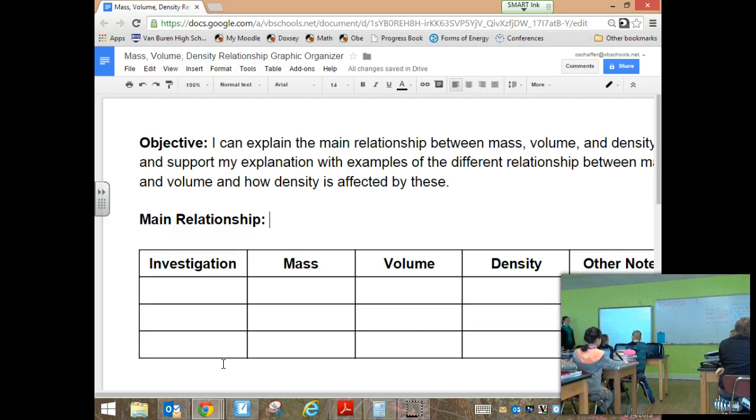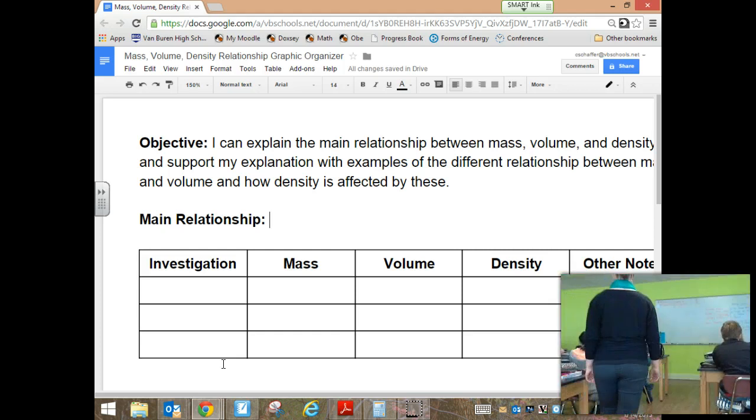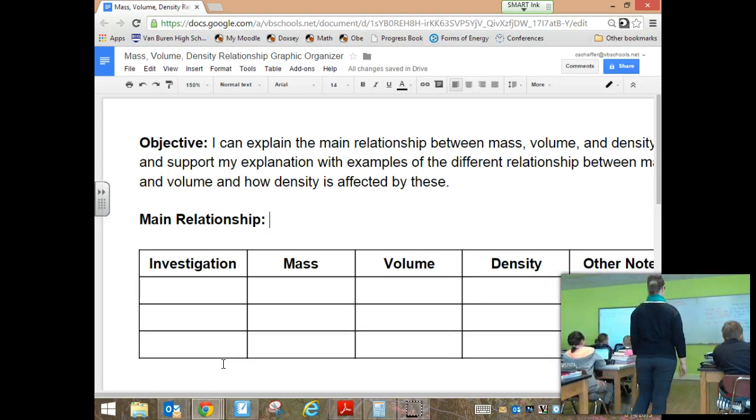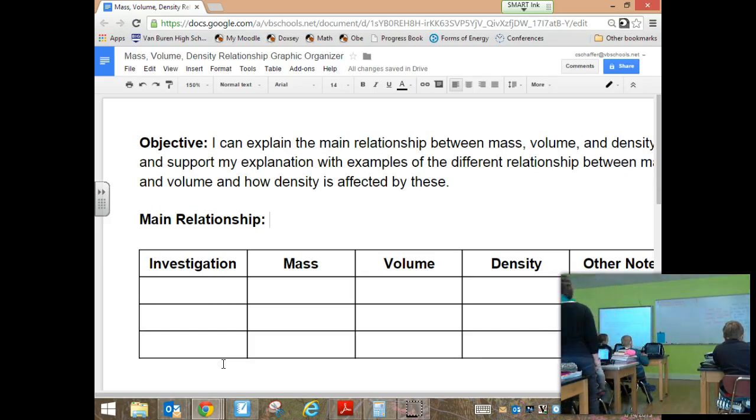So what I want you to have pulled up, if you don't have it pulled up yet already, it says mass, volume, density, relationship, graphic organizer. It's a really long name. Math, volume, density relationship graphic organizer. Yep. That's it. Tree, did you find it? I can't see it. Okay.